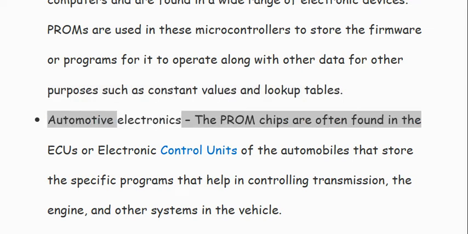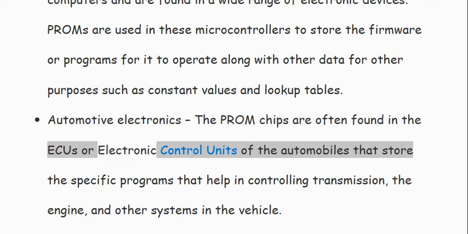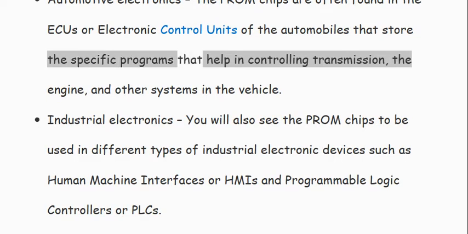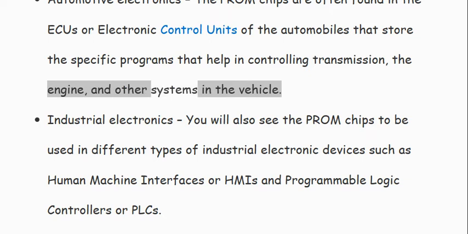Automotive electronics. The PROM chips are often found in the ECUs or electronic control units of automobiles that store the specific programs that help in controlling the transmission, the engine, and other systems in the vehicle.